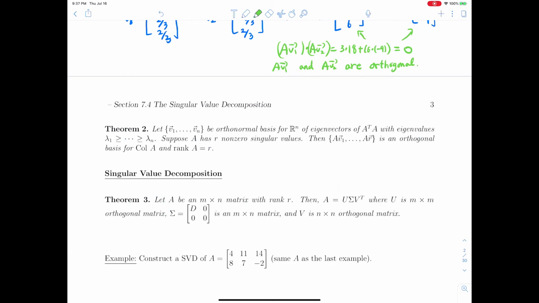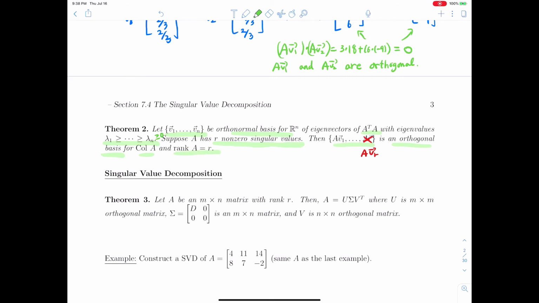So let's say we want v1 through vn to be an orthonormal basis for Rn of eigenvectors of A transpose A with corresponding eigenvalues lambda 1 through lambda n, and we know that they are all non-negative. And suppose that A has r non-zero singular values, then the set AV1 through AVr (there's a typo here, this one has to be AV sub r) is an orthogonal basis for the column space of A. And if that is a basis, then you can tell that the rank of A equals r.